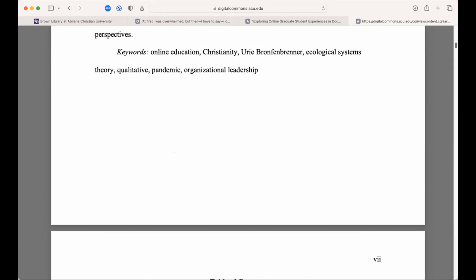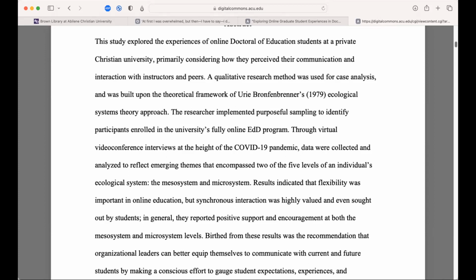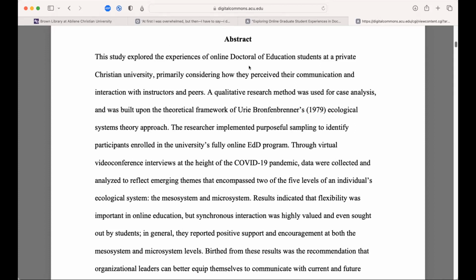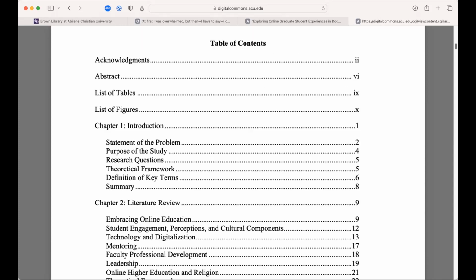And then, one other detail here in the abstract, in the university's fully online EdD program. So you can see in the first sentence where it says online doctor of education students at a private Christian university. So we are looking at a delimitation: the data was all collected from students enrolled at one private Christian university. So that was a delimitation there. And she was looking at how they perceived communication interactions with their instructors and peers. And that makes sense, because if you were looking to get meaningful results about what people did to be successful and feel supported, you would need a much larger sample if you were looking at more than one institution.